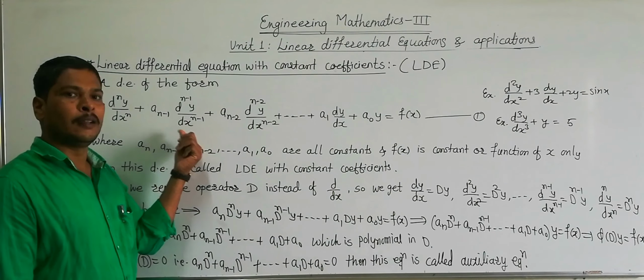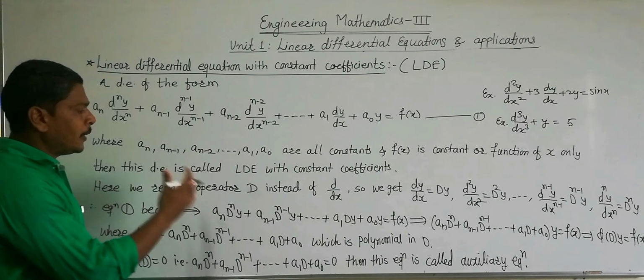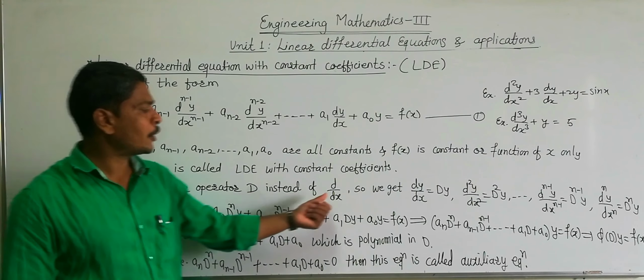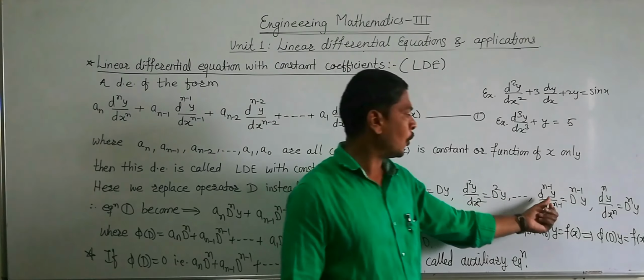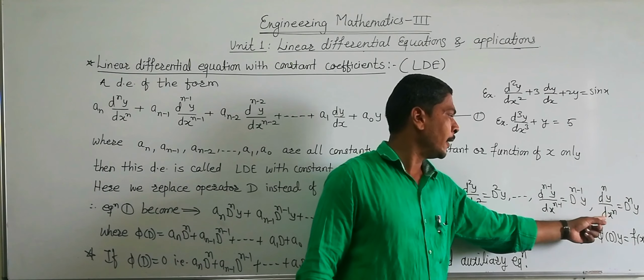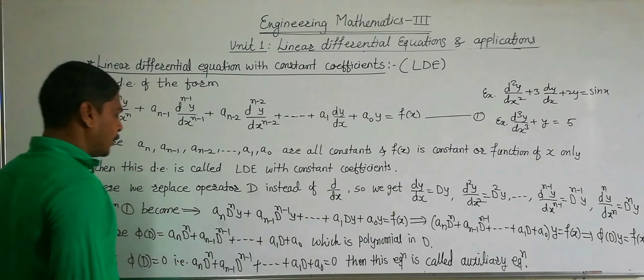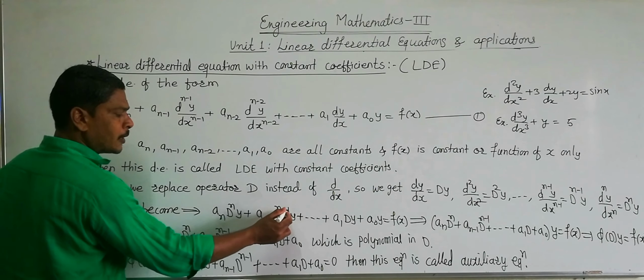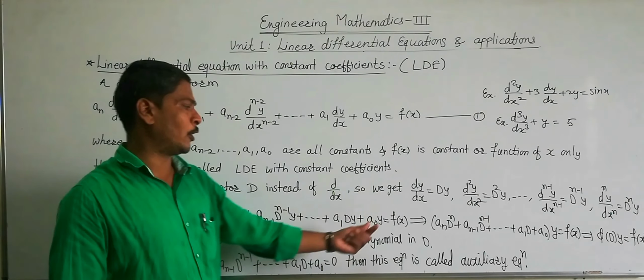Now for simplicity, instead of writing d raised to n by dx raised to n, we write this in simple form by using the operator D instead of d by dx. So dy by dx becomes capital D into y, d square y by dx square becomes capital D square into y, and so on. D raised to n y by dx raised to n becomes capital D raised to n y. So using this operator, our equation 1 becomes an D raised to n y plus an minus 1 D raised to n minus 1 y plus and so on, a1 Dy plus a naught y is equal to f of x.